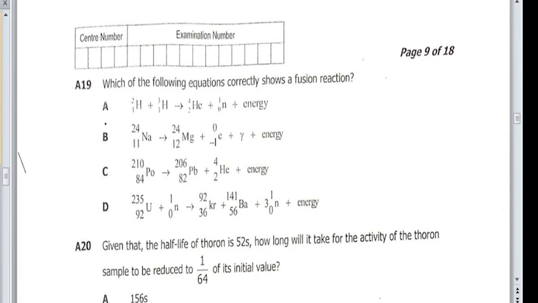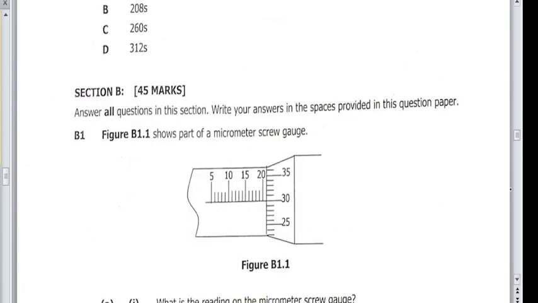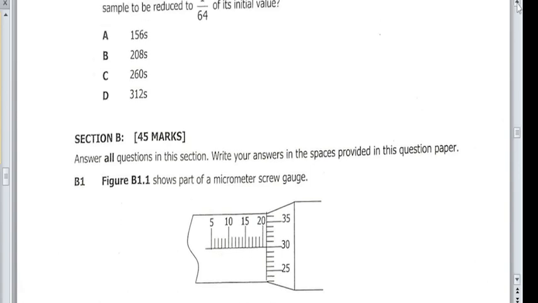Now for this one, we don't have to calculate anything because you just have to know the equation for a fusion reaction. When two hydrogen nuclei meet to form a helium atom, so this is a fusion reaction. You don't have to calculate anything, you just have to know it. That's a fusion reaction.